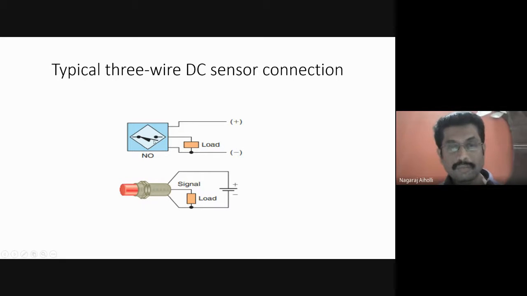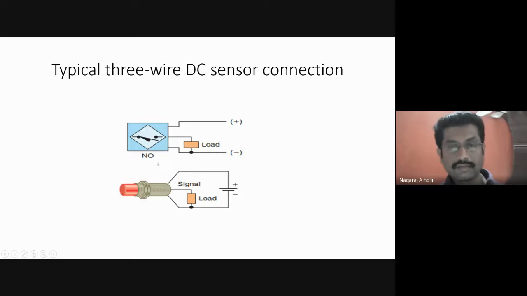This is the normally open state. Normally open state means one of the terminals is connected to the positive, another terminal is connected to negative, as I have shown in the above diagram, and the third terminal is connected to the load. This arrangement is called the normally open state of the proximity sensor switch.